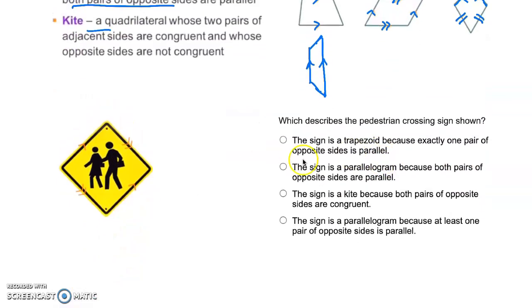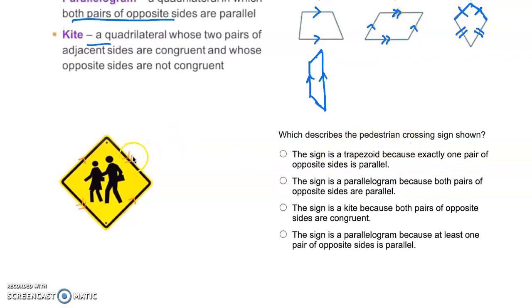So let's take a look at this. Which describes the pedestrian crossing sign? Well, we notice we have parallel line markings on opposite sides. So which one has both pairs of opposite sides parallel? Well, we know it's a parallelogram. So we have this one says parallelogram and this one says parallelogram. So which one is it? This one says both pairs of opposite sides are parallel, and this says one pair of opposite sides is parallel. Well, in order to be a parallelogram, we know that it has to have both pairs of opposite sides parallel. So that's the reason that this is a parallelogram.